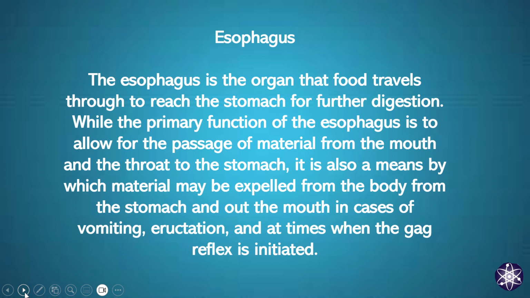The esophagus. The esophagus is the organ that food travels through to reach the stomach for further digestion. While the primary function of the esophagus is to allow for the passage of material from the mouth and the throat to the stomach, it is also a means by which material may be expelled from the body, from the stomach and out the mouth, in cases of vomiting, irritation, and at times when the gag reflex is initiated.